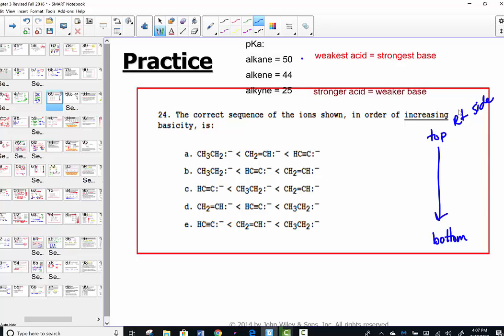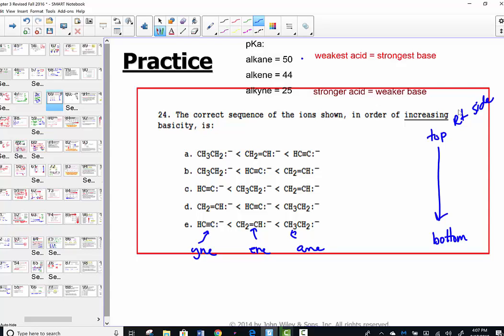Now notice also that these are just the conjugates of an ane, ene, and yne. Every one of these is a triple, double, single. This is the yne, ene, ane ending. They're just rearranged in different order. These are the conjugate bases of an alkyne, alkene, alkane.